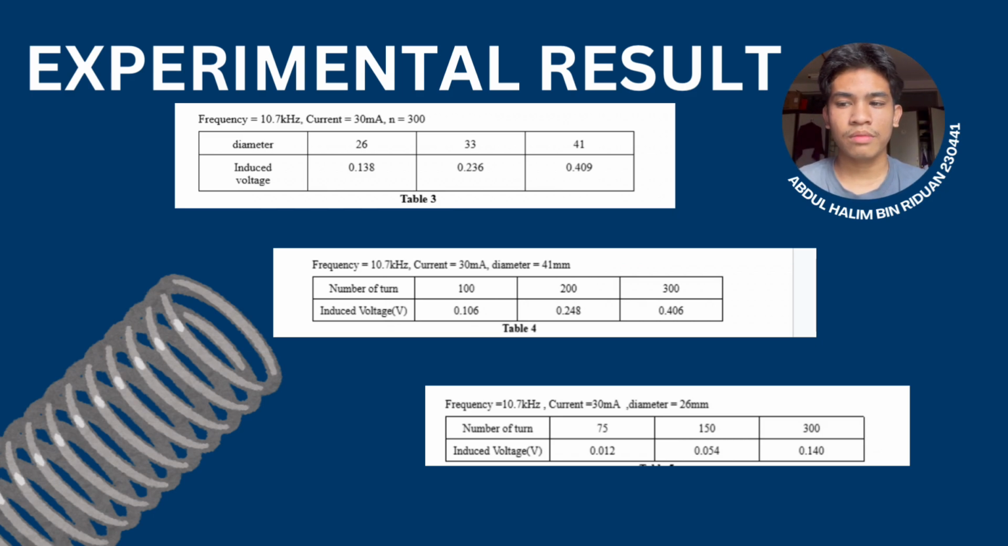For table number 5, we use the frequency, the current, and diameter as the constant. The value of frequency is 10.7 kHz, the current is 30 milliampere, and diameter is 26 mm. We change the number of turns and the induced voltage.